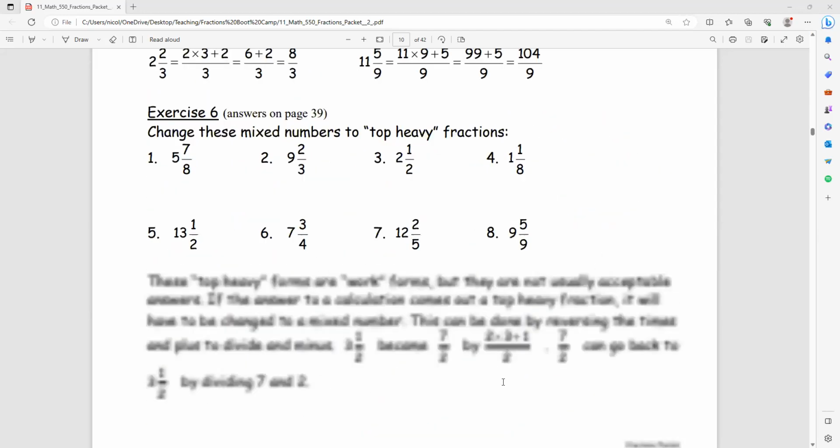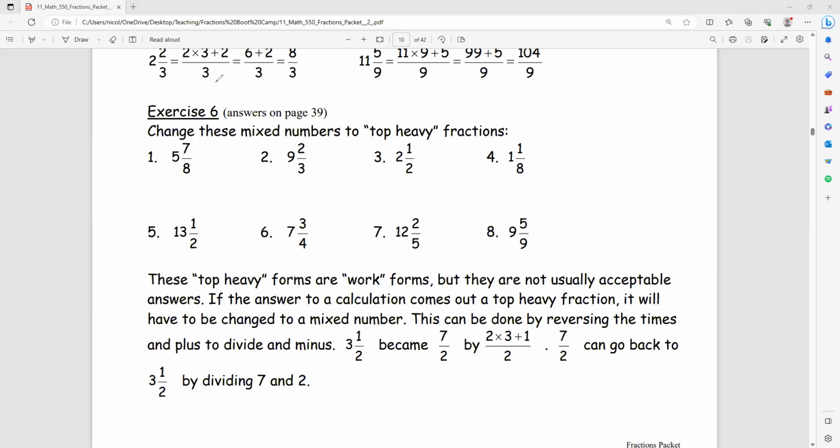Mixed numbers. Convert these mixed numbers to top-heavy fractions, aka improper fractions. So let's do that one. 5 times 8 is 40. 40 plus 7 is 47. You now have 47 over 8. 9 times 3 is 27. 27 plus 2 is 29. You now have 29 over 3.